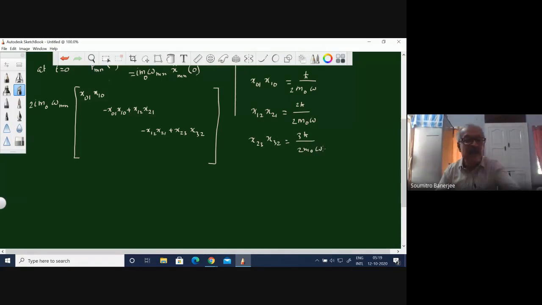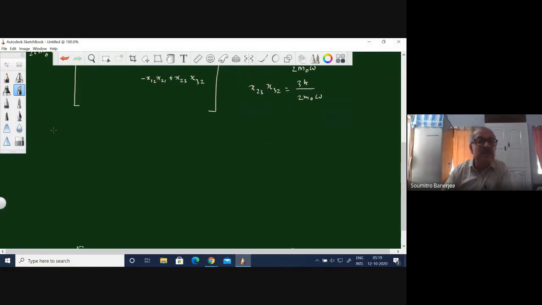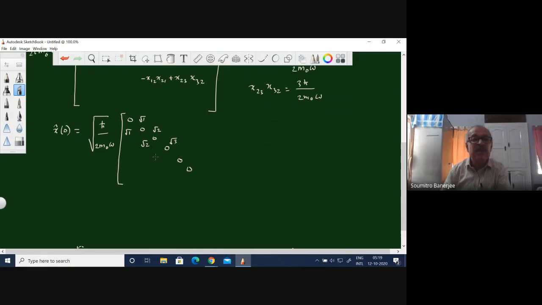So that at the end of the day leads to the matrix x naught at time 0 becoming ħ by twice m naught omega, times a matrix with zeros in the diagonal. In this position, it is square root of 1. This position is square root of 1. In this position, it is square root of 2. In this position, it is square root of 2. In this position, it is square root of 3. In this position, it is square root of 3.